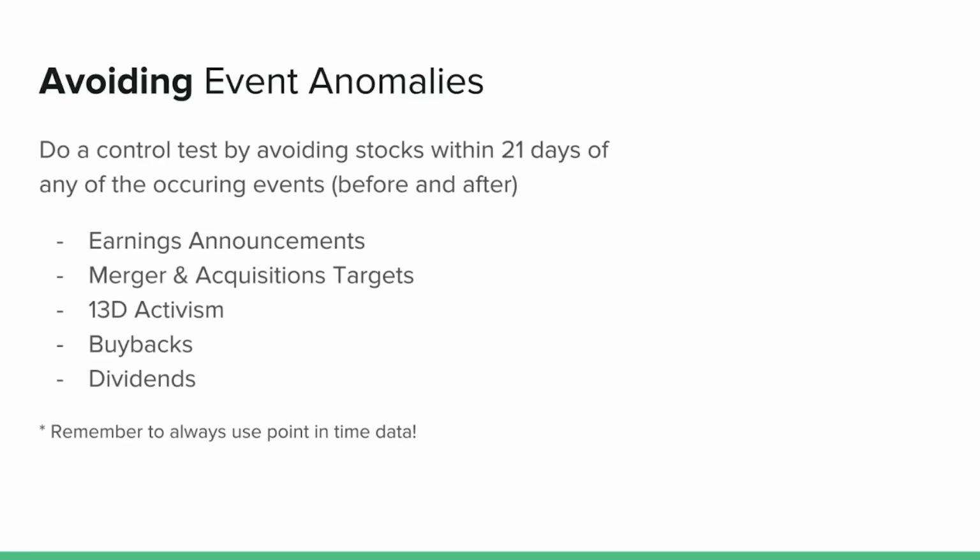So we have to understand how to avoid event anomalies. And in this situation, I decided to do a control test by avoiding all the stocks that have any mention of these events within 21 days of the occurrence, before and after. So before 21 days of earnings announcements, after 21 days of earnings announcements. And this way we account for all the events in different ways.